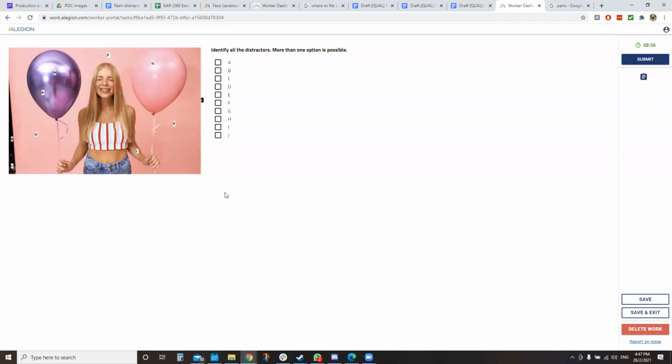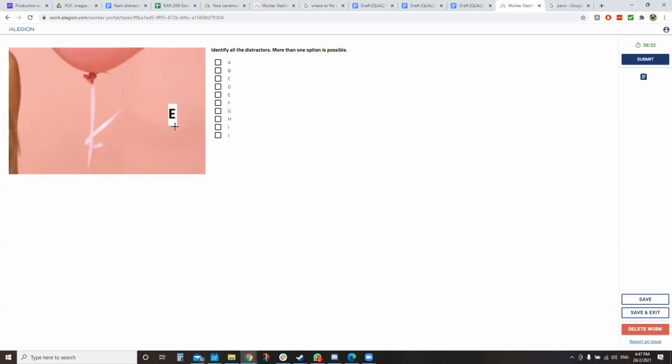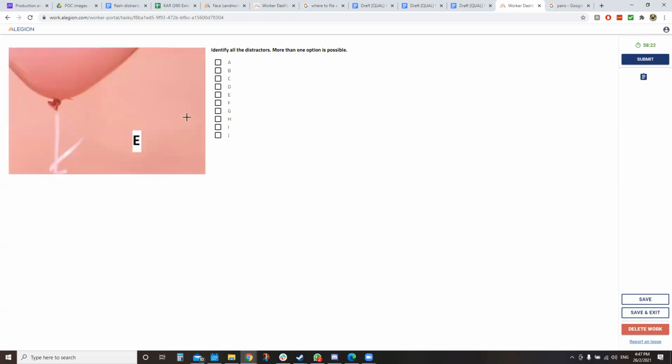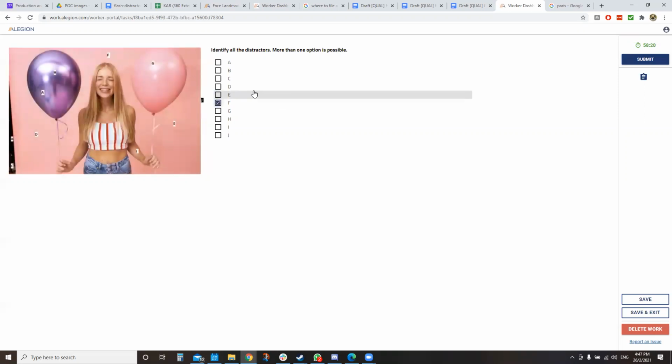So you're going to have things like E. What is E? E is actually the shadow of this girl. Is it a distractor or not? There are rules for all this that I will go through now. If you think that the shadow of the girl, which is E, is a distractor, you will select E.